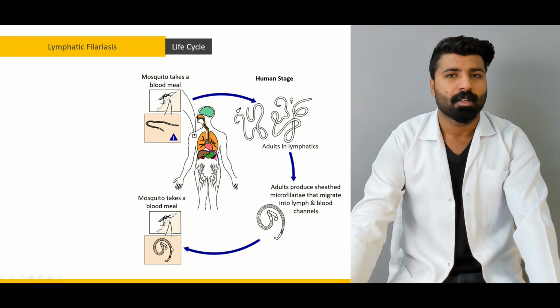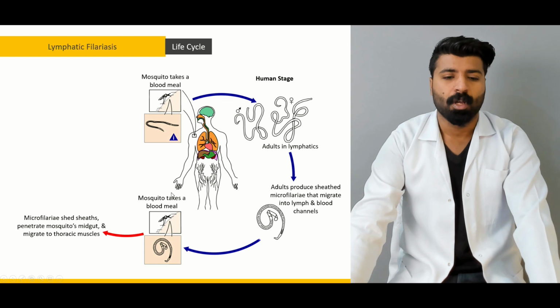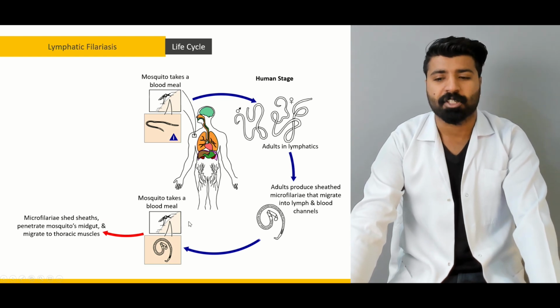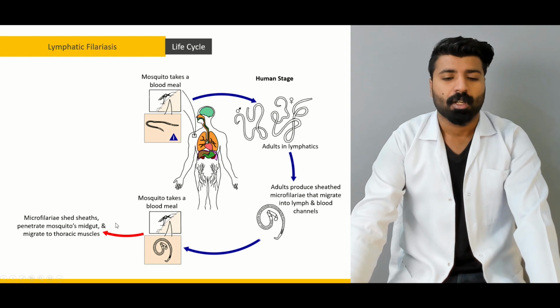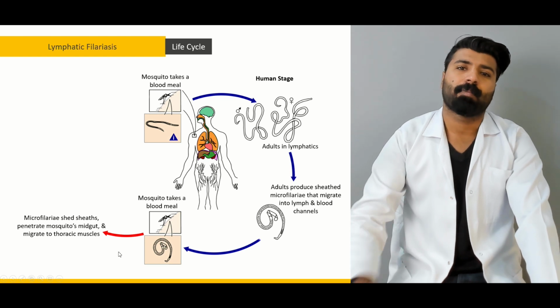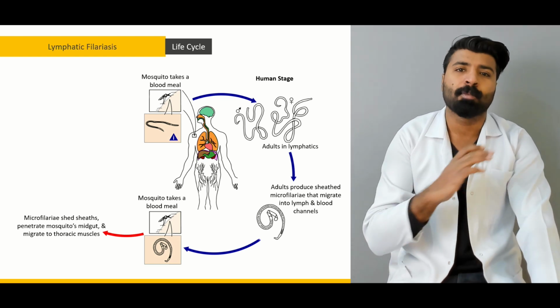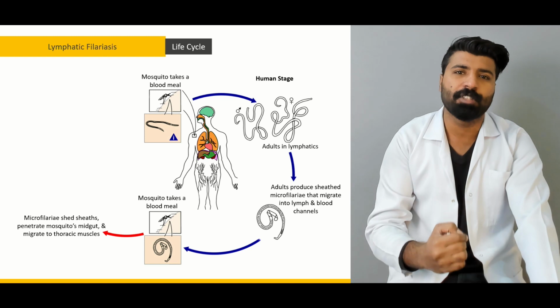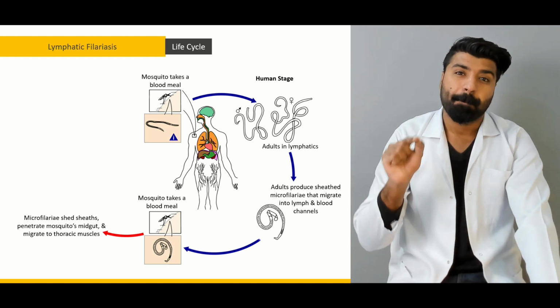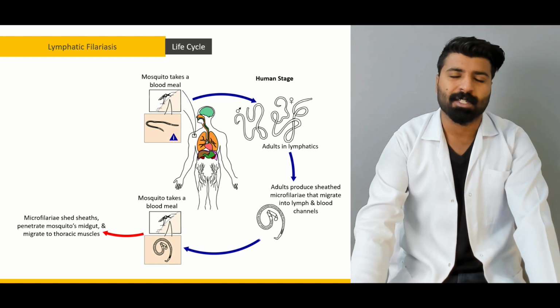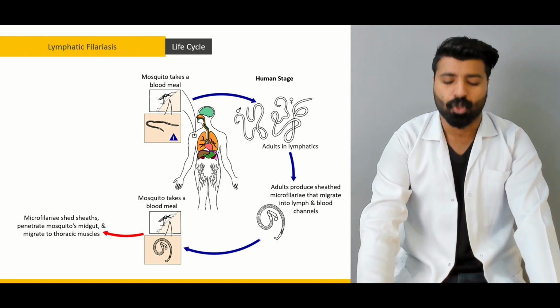Next, what happens? The mosquito takes a blood meal, and these microfilaria go into the mosquito. Now, in the mosquito, microfilaria shed their sheaths, penetrate the mosquito's midgut, and migrate to the thoracic muscle. Microfilaria go through the life cycle in the mosquito. First of all, they remove their sheath, get into the midgut, penetrate the midgut, go into the thoracic muscle, and there they start their growth.